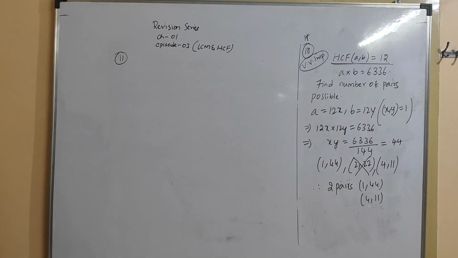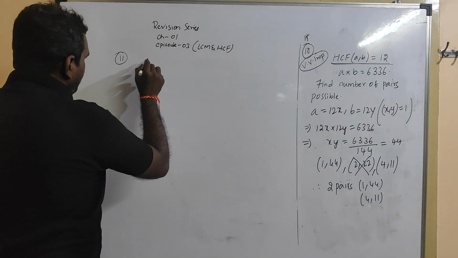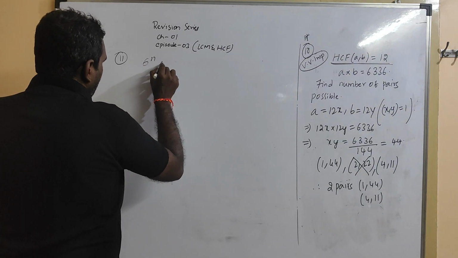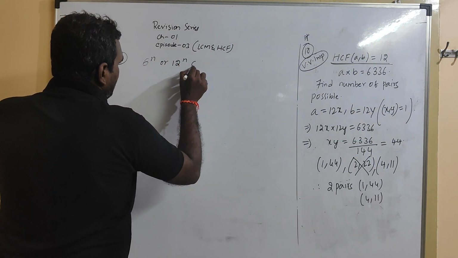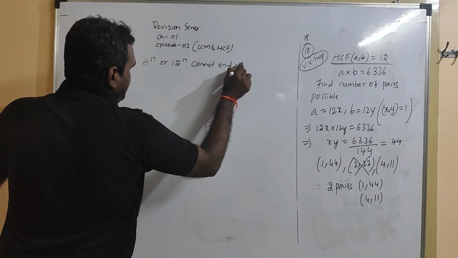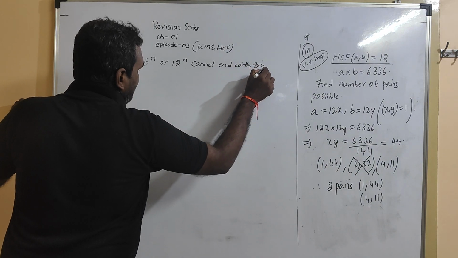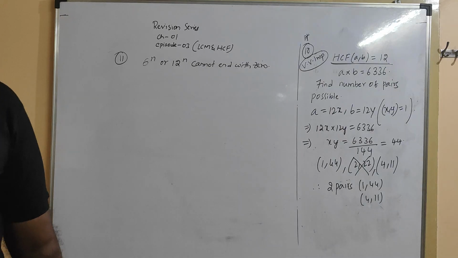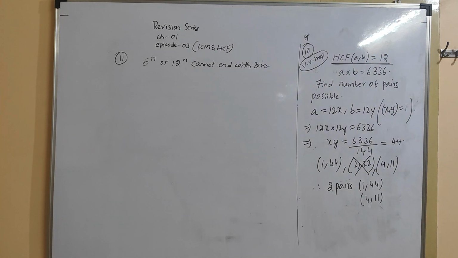See, the 11th question is: 6 power n or 12 power n cannot end with 0. This we have to justify. 6 power n or 12 power n, whatever question they had given, that is not the matter. If it is 6 power n, for that only we will do. If it is 12 power n, for that only we will do.